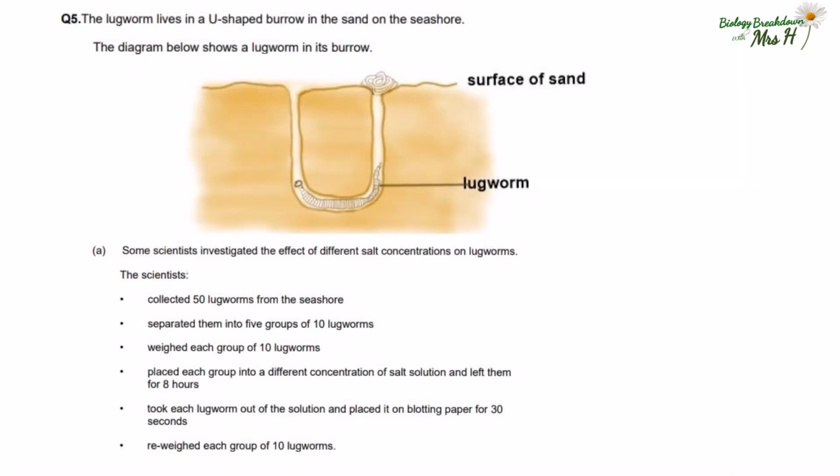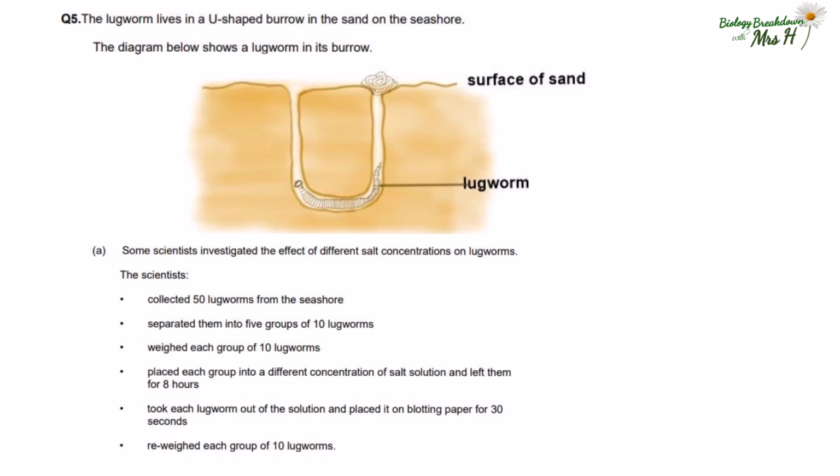The lugworm lives in a U-shaped burrow in the sand on the seashore. The diagram below shows a lugworm in its burrow. Some scientists investigated the effect of different salt concentrations on lugworms. The scientists collected 50 lugworms from the seashore, separated them into 5 groups of 10 lugworms, weighed each group of 10 lugworms, placed each group into a different concentration of salt solution and left them for 8 hours.